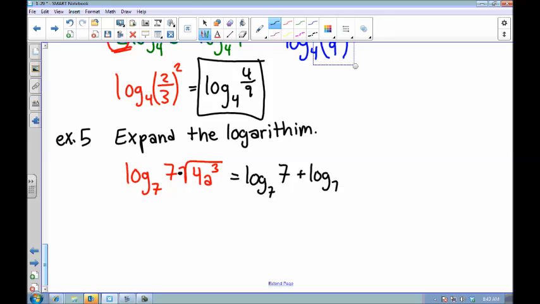Log base 7, you have to keep the base, of square root 4a cubed. Now I actually claim square root is an exponent. Does anyone remember what exponent we get?